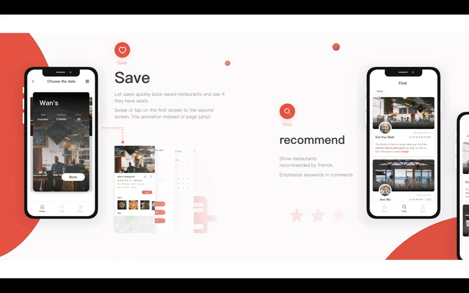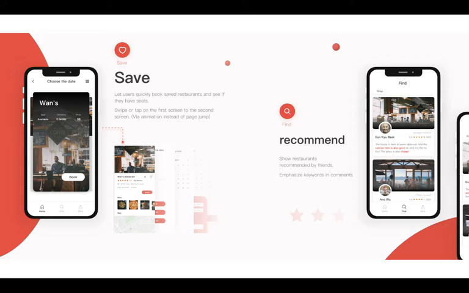So the save function is for people who want to book a restaurant very quickly. They already have some routine restaurants they want to book, so it's very easy for them to book in just a very big card interface, because it's a new app, so it's okay. In this case they can have a very good experience and it is very easy to press.